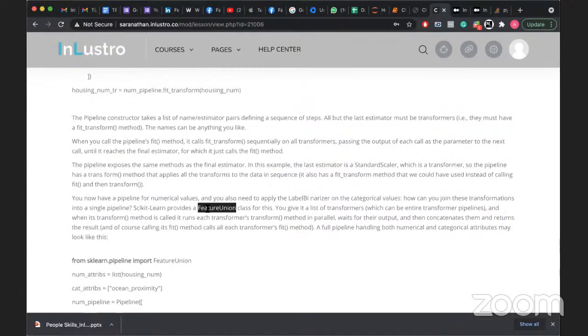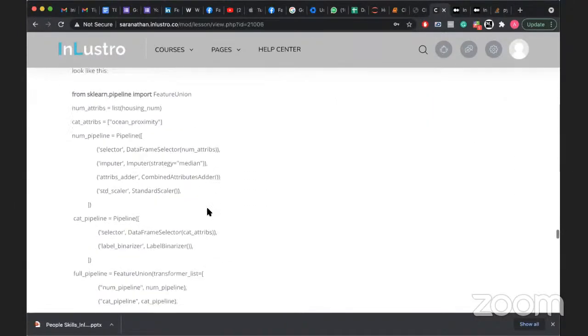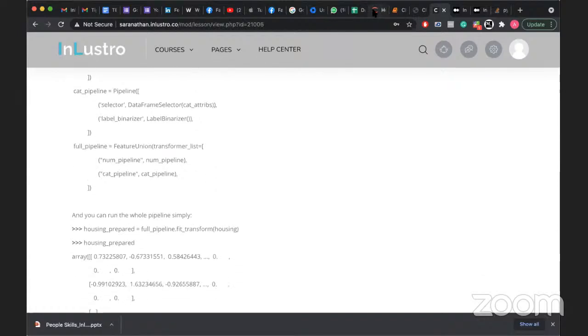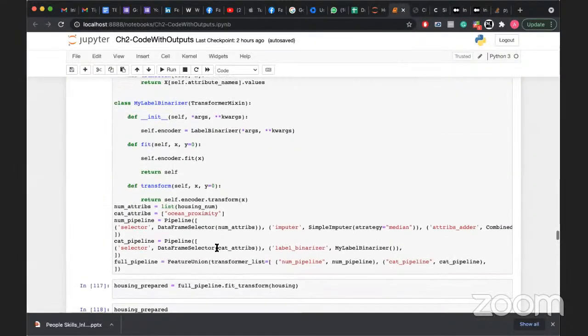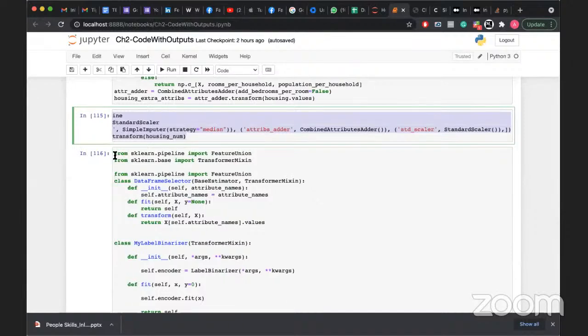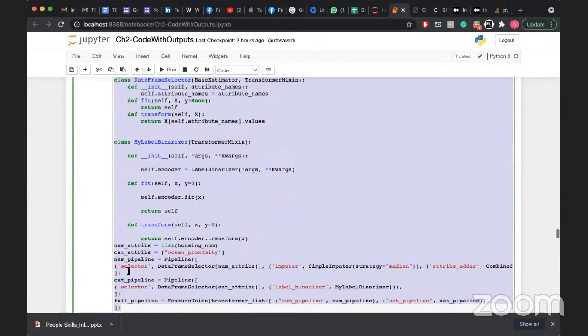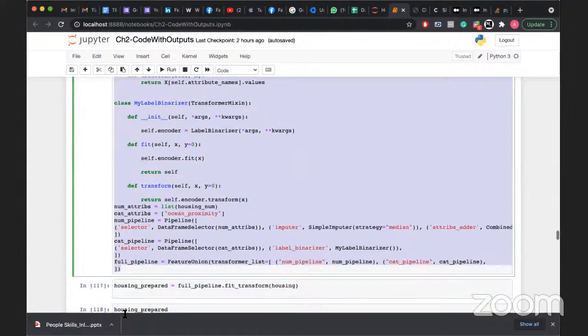You give it a list of transformers, right? And when its transform method is called, it runs each transformer's transform method in parallel, waits for the output, concatenates them, and returns the result. So a full pipeline handling both numerical and categorical attributes may look like this. So guys, are you done with the numerical attribute pipeline? I'll just give you the entire one with the numerical and the categorical attributes. Please look at this one. And I'll explain this in detail.